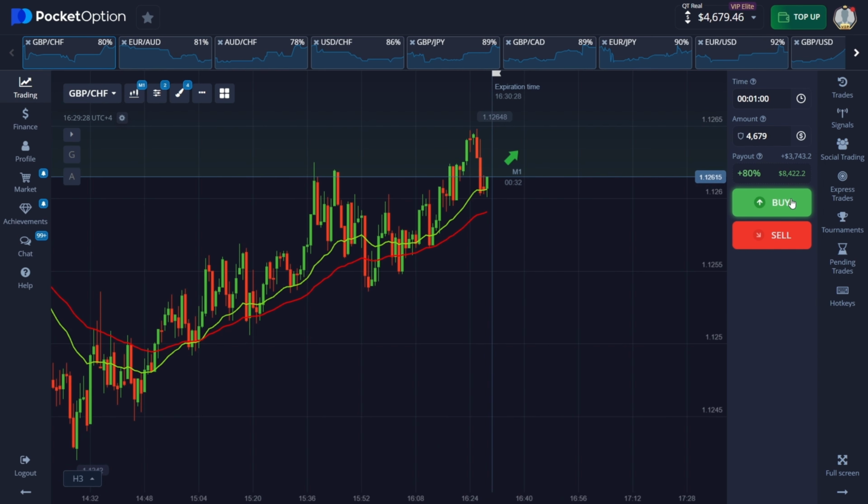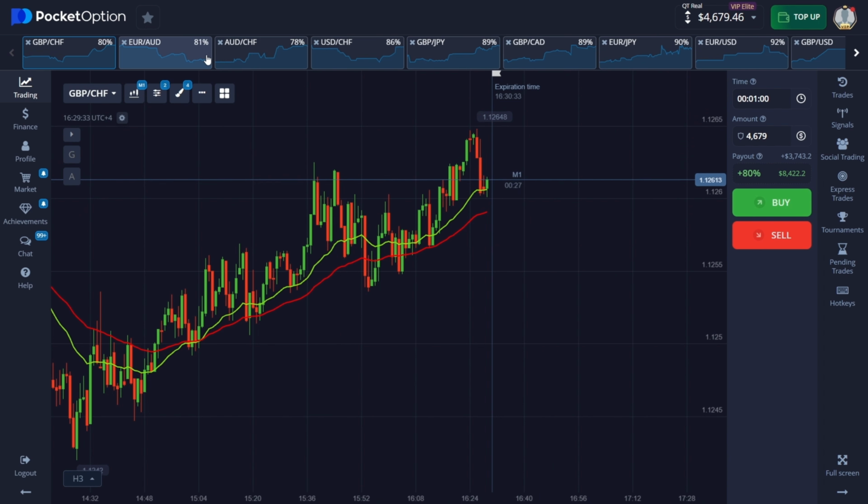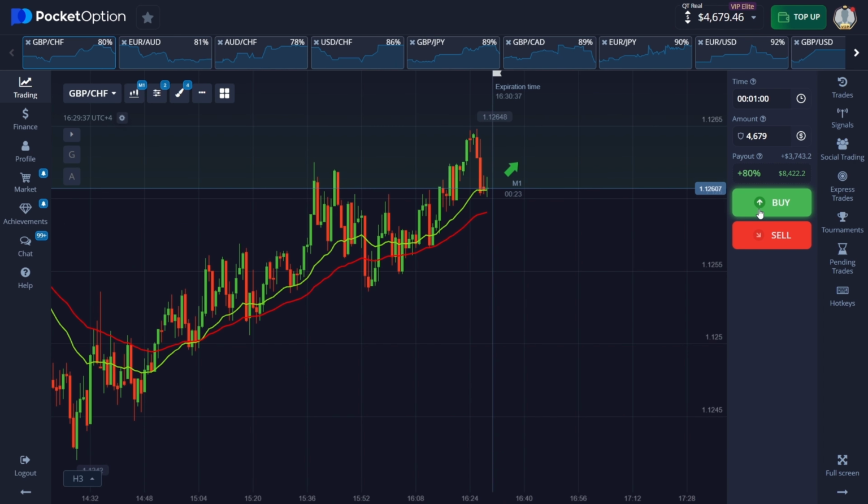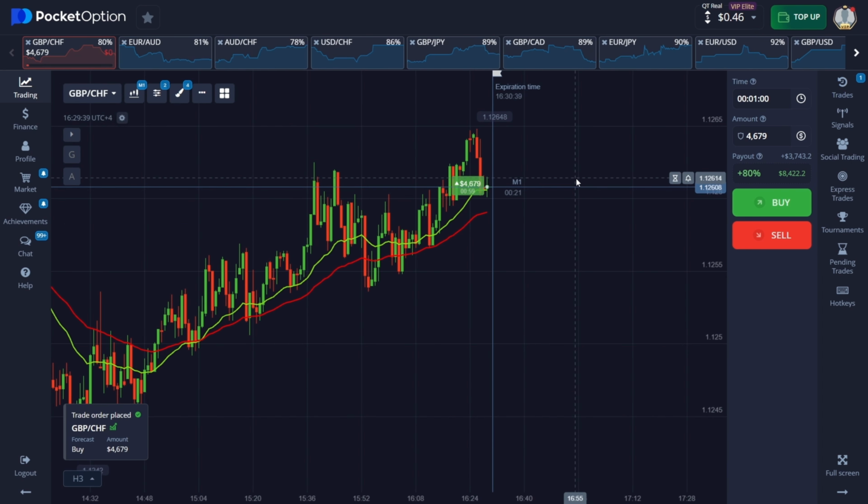Alright, on GBP/CHF, we have a trade for the upside move. If the current candle gives us an entry, we can try for the upside move. Okay, I got the entry and placed the trade for the upside move on GBP/CHF worth $4,679.